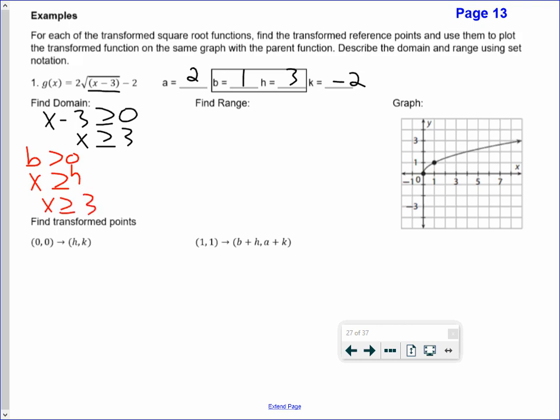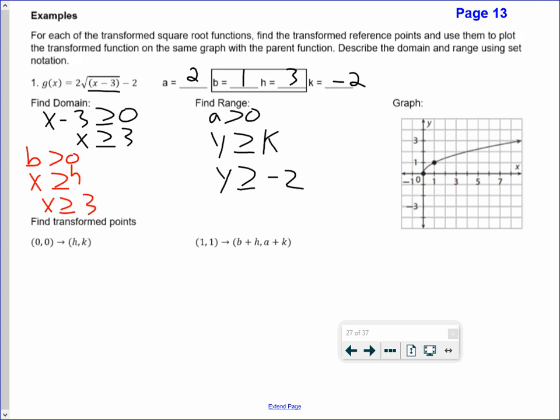For our range, we can see that our a is greater than 0. It's a positive number. It's 2. So if a is a positive number, that means our y will be greater than or equal to our k term, which is -2. Right? If a is positive, we did not reflect it over the x-axis, so that means it's still going up. The graph is still increasing, going upwards.